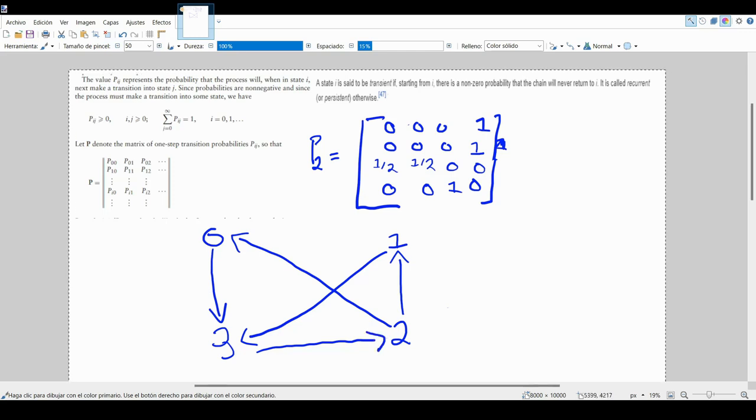Even though this is a little more interesting than the previous example, we can see that no matter what, there's always a directed path from any node to any other node. So we can say that there's only one class, the recurrent class, consisting of every node. So 0, 1, 2, and 3.